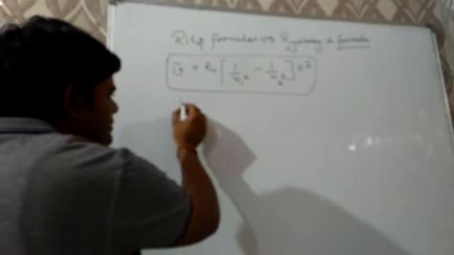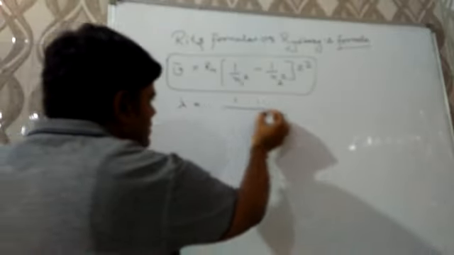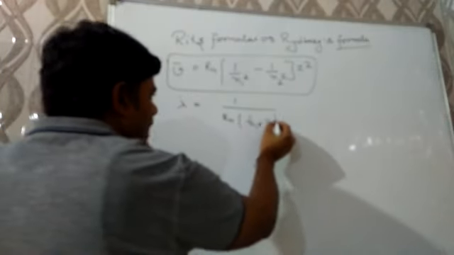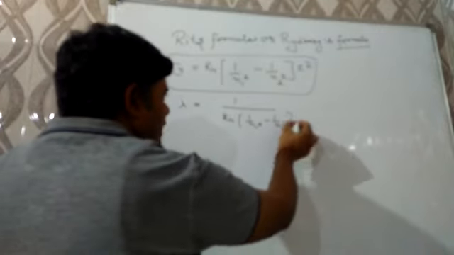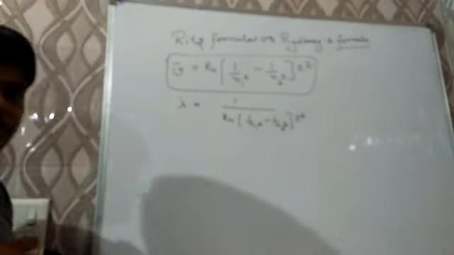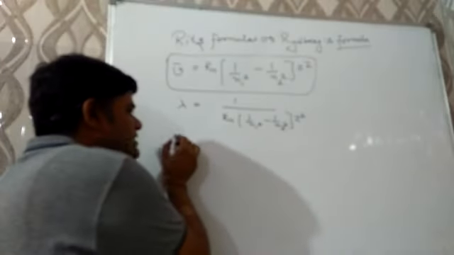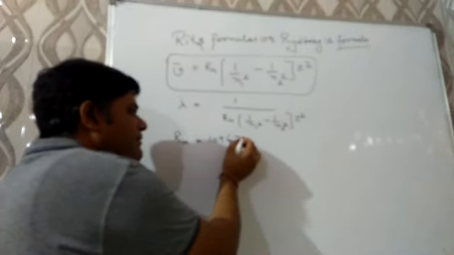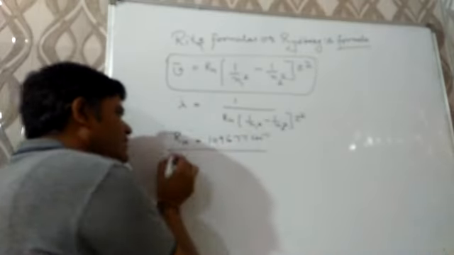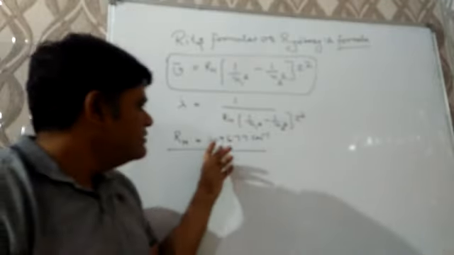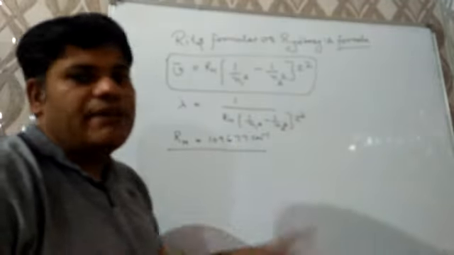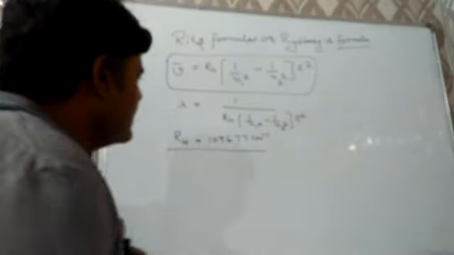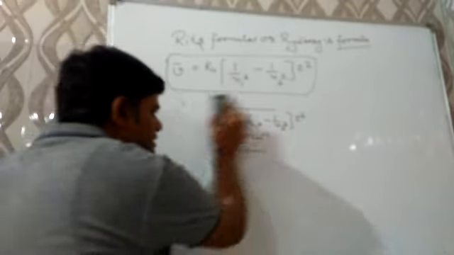In terms of wavelength, it might be written 1 by lambda is equal to RH into 1 by n1 square minus 1 by n2 square into Z square, where RH is the Rydberg constant and its value is 109,677 centimeter inverse. Generally, the wave number is measured in terms of centimeter inverse. That's why the value has to be taken in CGS units.